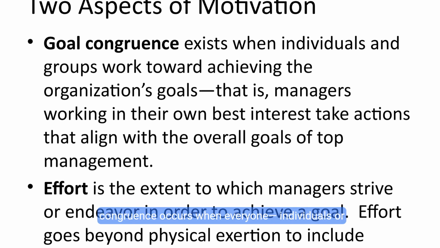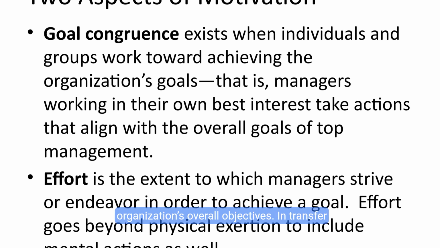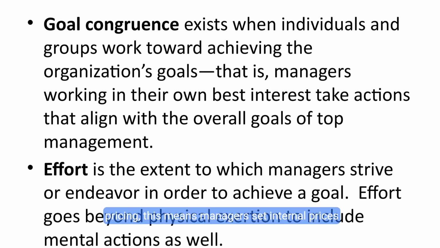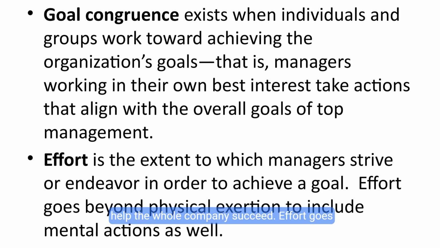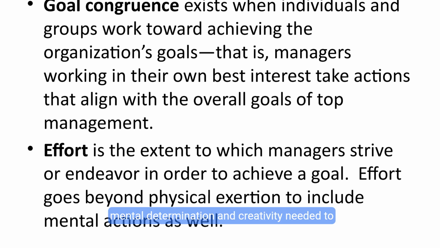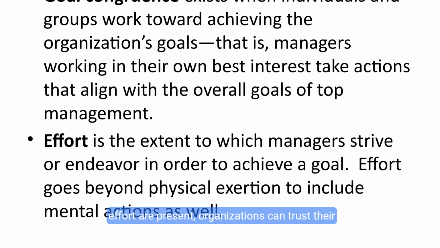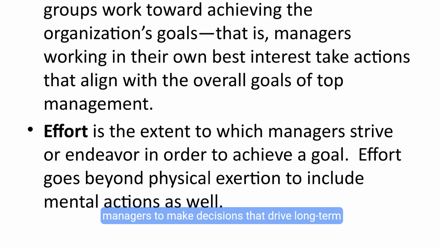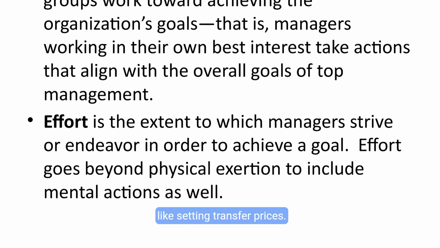Let's break down motivation into two critical aspects: goal congruence and effort. Goal congruence occurs when everyone, individuals or teams, acts in ways that support the organization's overall objectives. In transfer pricing, this means managers set internal prices not just to benefit their own division, but to help the whole company succeed. Effort goes beyond just working hard physically. It includes mental determination and creativity needed to reach those goals. When both goal congruence and effort are present, organizations can trust their managers to make decisions that drive long-term value, especially when navigating complex issues like setting transfer prices.